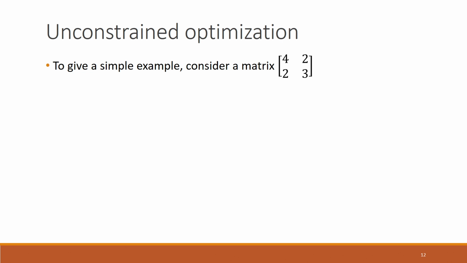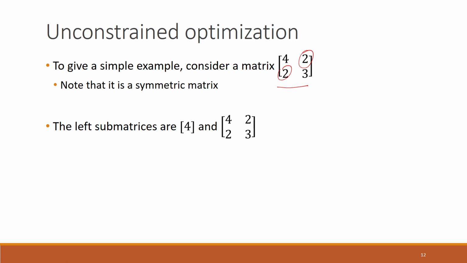Let us take an example here. Suppose you have this matrix. You can see that it is a 2 cross 2 matrix. It is a symmetric matrix because we have these two equal elements here. Now, let us determine whether this matrix is positive definite or not using the second equivalent definition. Let us determine the left submatrices. The first left submatrix is this matrix, which just consists of the element 4. And the second left submatrix is the whole matrix itself.